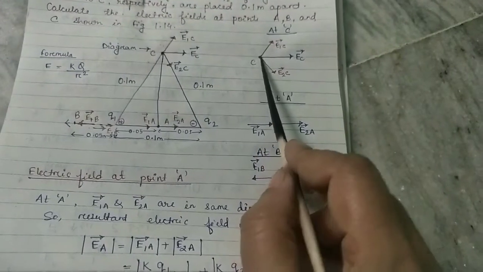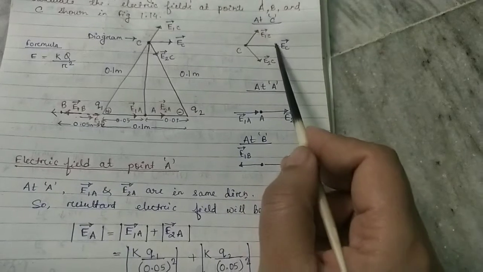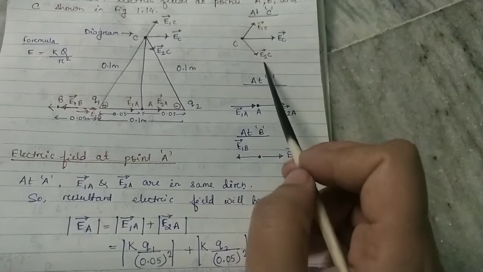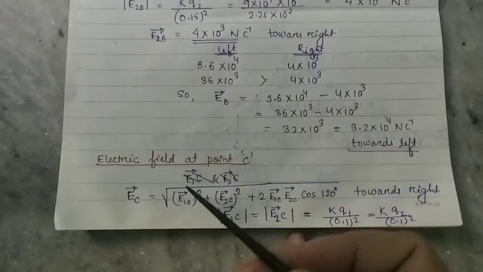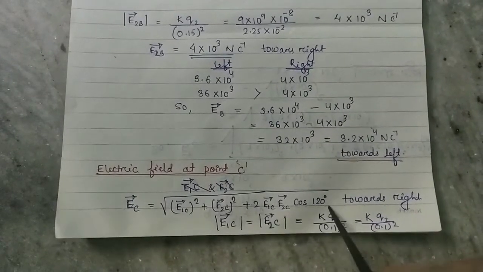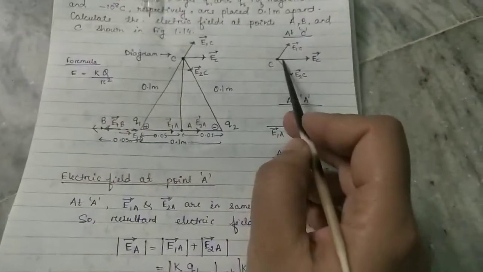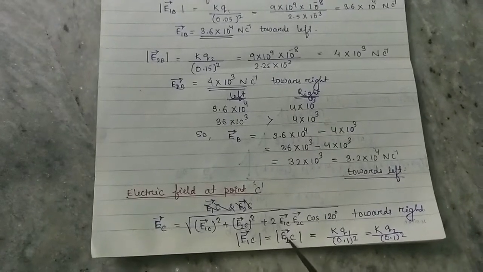Third point is point C. At point C, you see the angle is 120 degrees. One vector, second vector, this is the resultant. So the resultant is the square root of first vector squared plus second vector squared plus 2 into first vector into second vector into cos of the angle between these two vectors. Okay. So we have already solved this type of problem. So EC will be equal to the square root of this quantity I have already written, and cos of 120 is minus half. And the direction is towards right. Okay. So you find E1c and E2c.